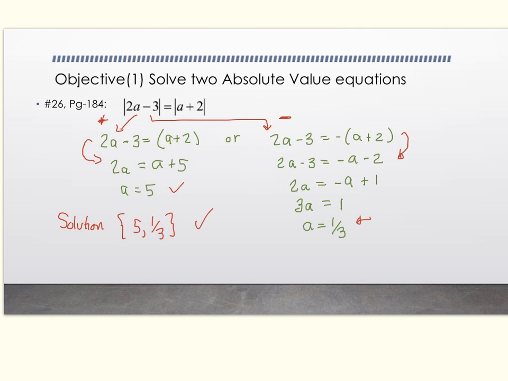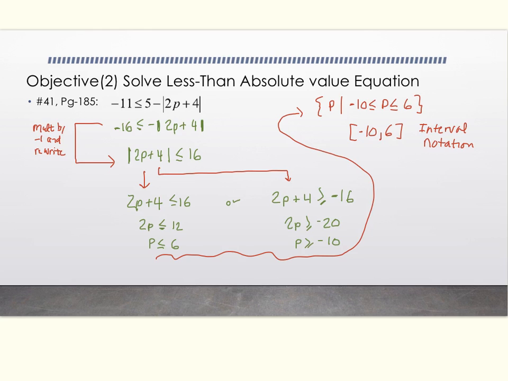So now we have a less than absolute value equation. This is number 41 on page 185. We start out with negative 11 is less than or equal to 5 minus the absolute value of 2p plus 4. Again, our idea is to isolate the absolute value on one side of the equation. So we have to subtract 5 from both sides of the equation.